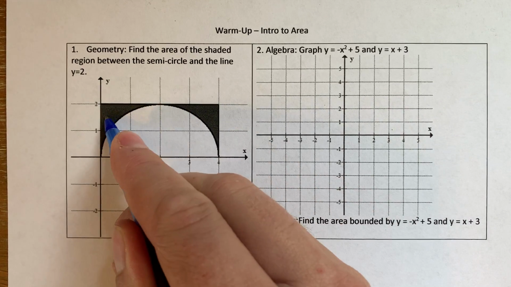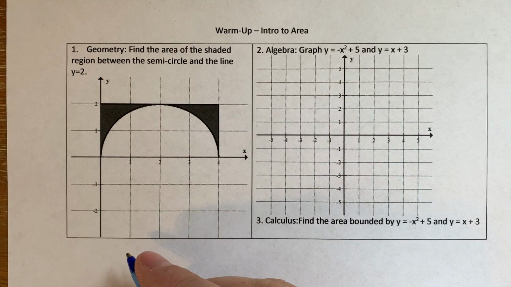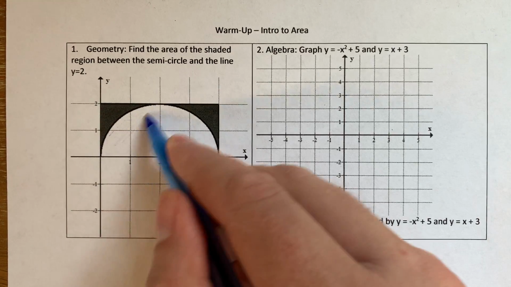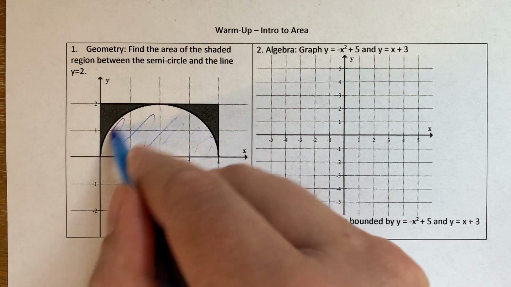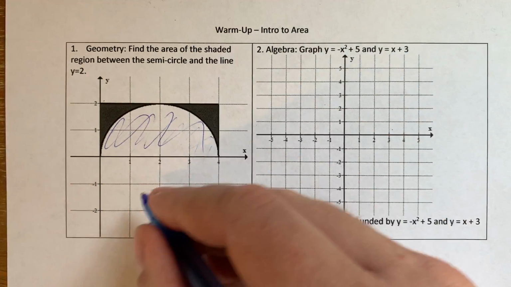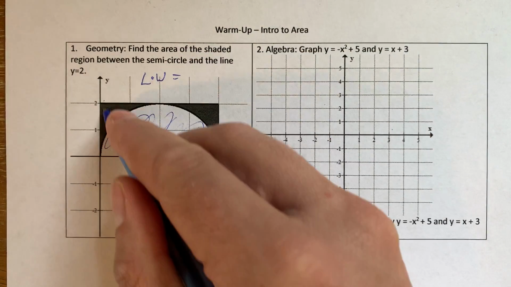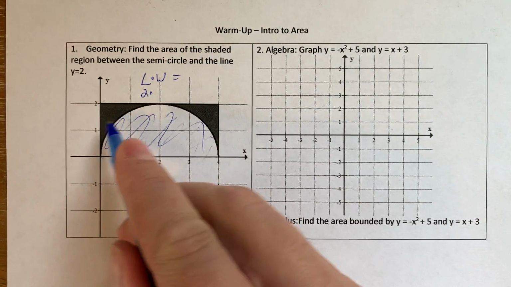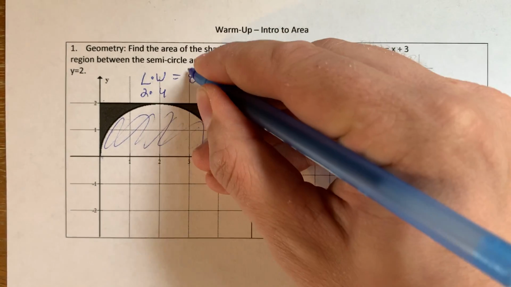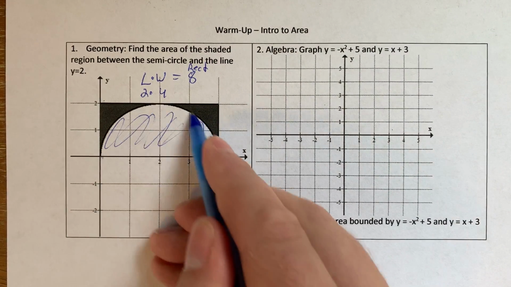So what is this area here, this shaded area? Hopefully you were able to find it by using an idea that, okay, if this whole thing was shaded in, we would be able to find that easily. It would just be the area of this rectangle, and the area of the rectangle is length times width. The height of this rectangle is 2, and the width is 1, 2, 3, 4, so the rectangle's area is 8. But it's missing the semicircle.